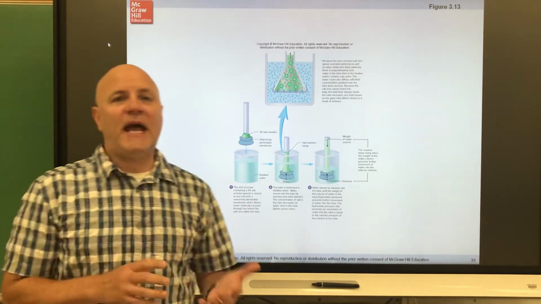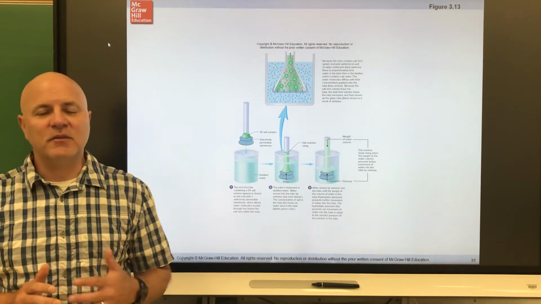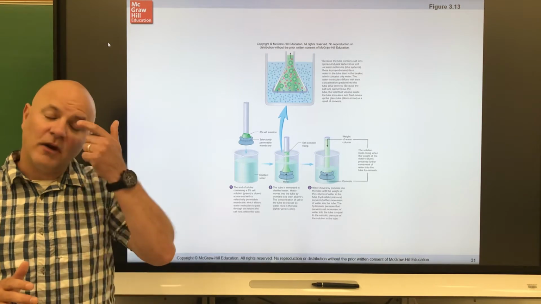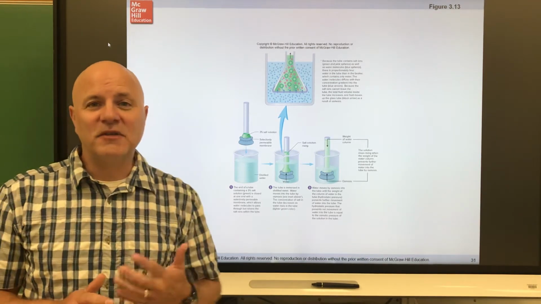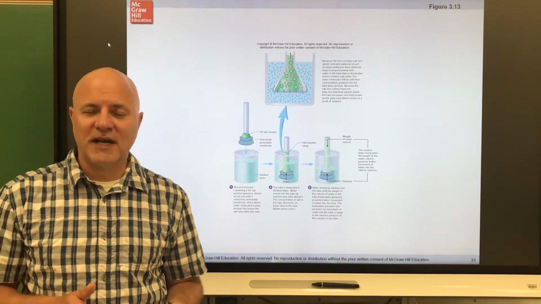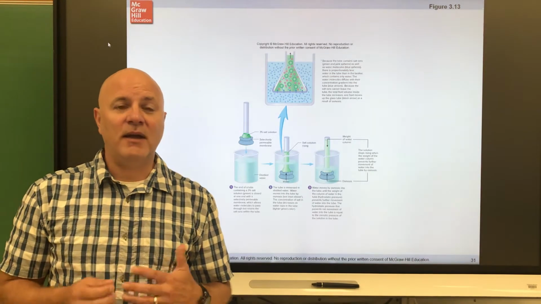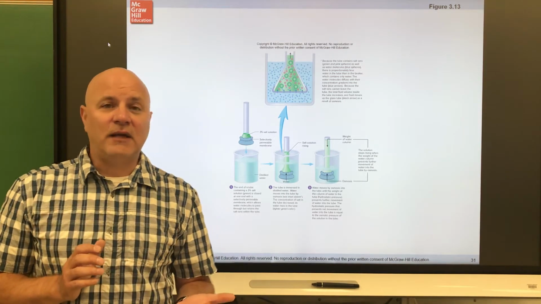All right, let's look at our last form of passive mechanism, and that is osmosis. Osmosis is the movement of water across a semipermeable membrane from areas of low concentration of solids to areas of high concentrations of solids. Okay, so what is a solid then, right?